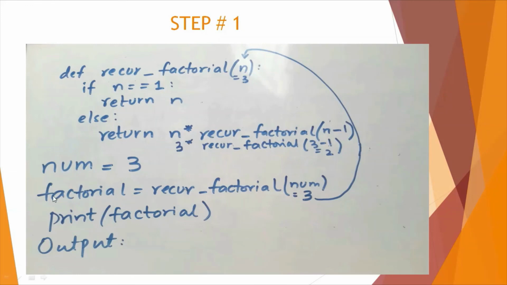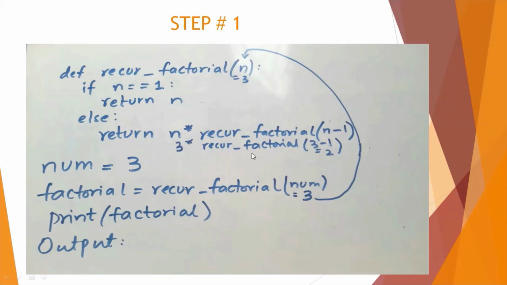First of all, we will say this factorial is equal to recursion factorial, and we'll pass this number. And let's say I want to find the factorial of number 3. So it will pass this 3 into this function, so it will go here and this n will become 3. So first of all, it will check this condition. If n is equal to 1, so as you know that n is equal to 3, it will go to the else condition. And then it will return n. It means that 3 multiplied by recursion factorial n minus 1, which is what? 3 minus 1. So it will be equal to what? 2. But we haven't got the answer yet.